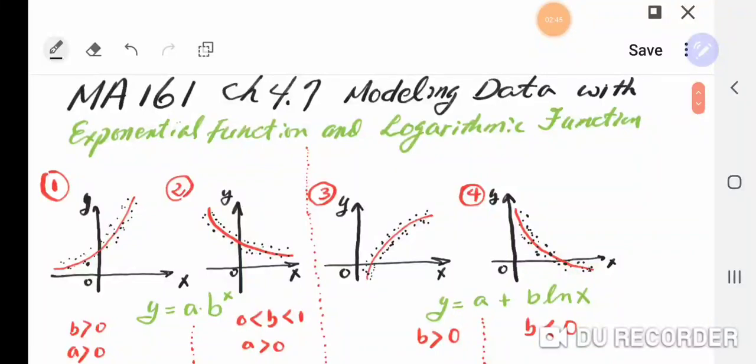So once you plot the data, consider whether the graph looks like one of these 4, then we may try that the data is similar to one of these graphs, either exponential growth or decay, or logarithmic increasing or decreasing function.